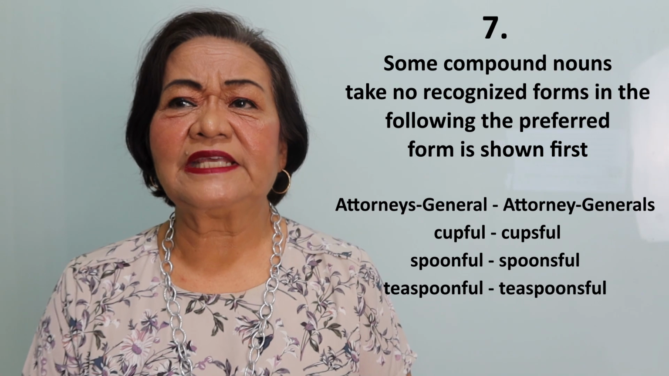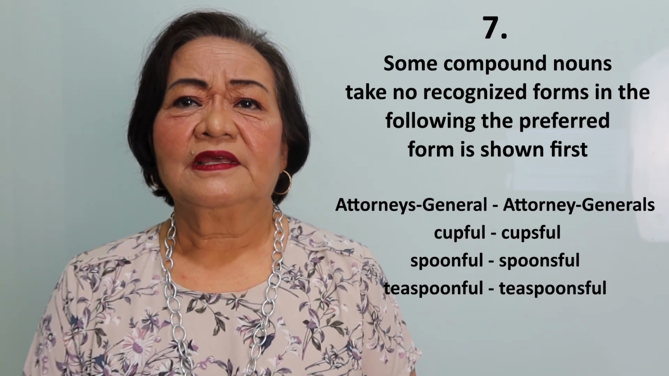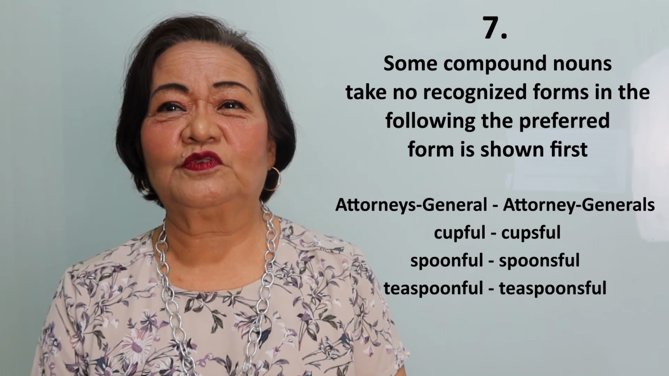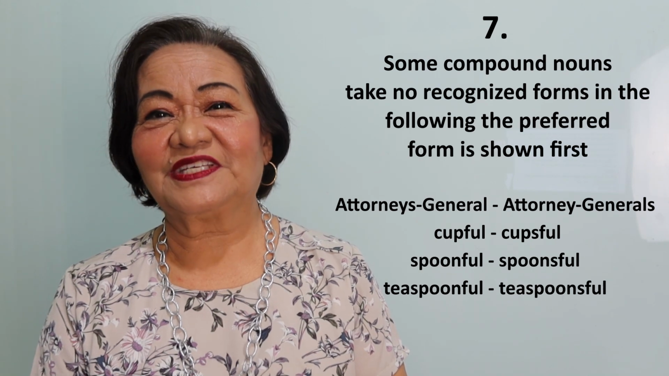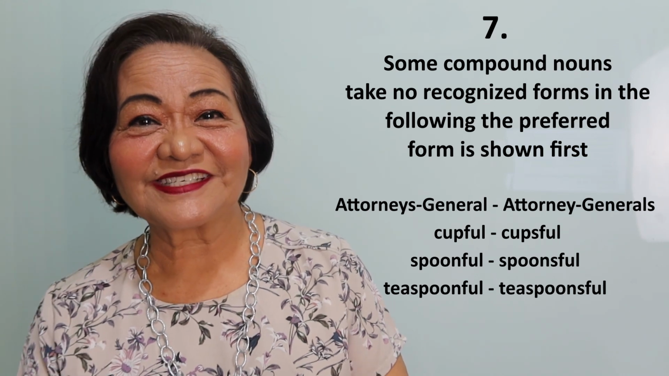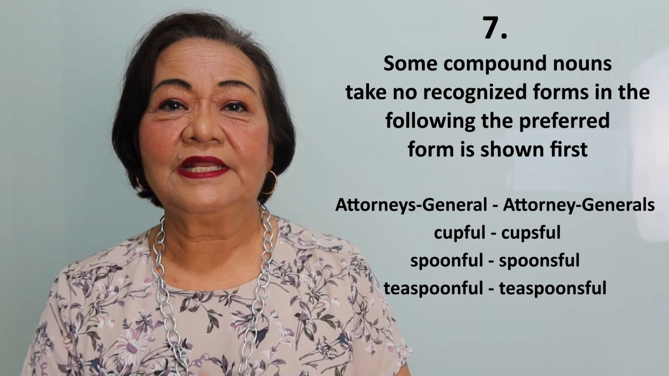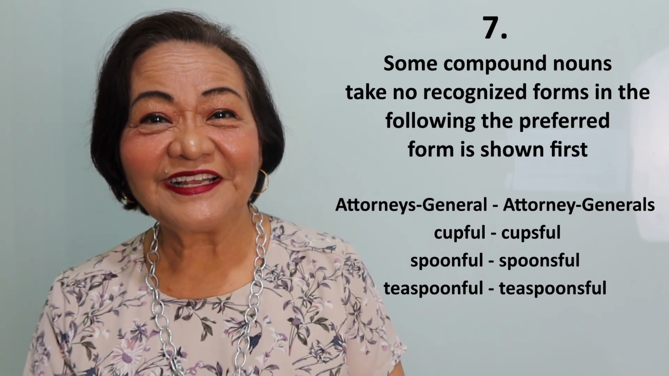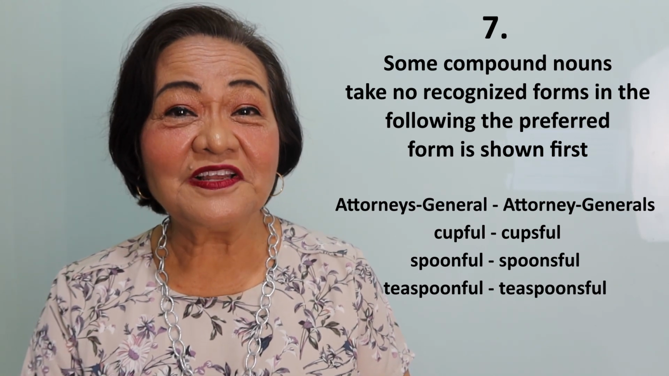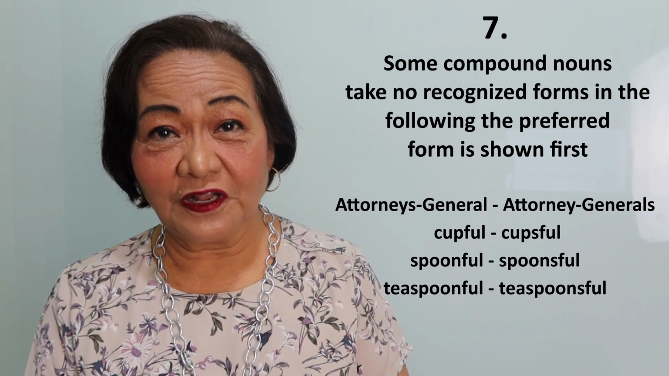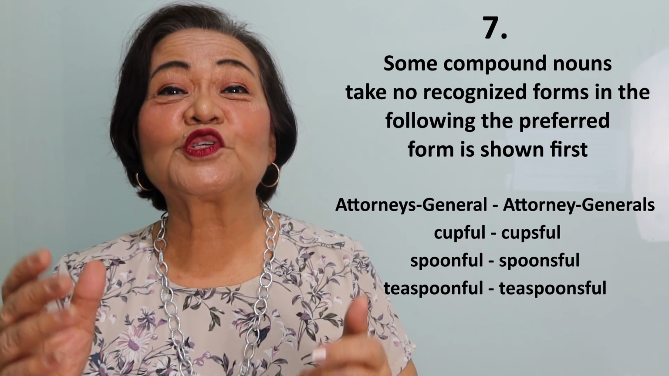And show-off, show-offs. Okay. Some compound nouns take two recognized forms in the following. The preferred form is shown first. So you have two nouns. You can choose either attorneys general or attorney generals. The same. Then cupful can be cups full. Spoonful can be spoons full. Teaspoonful can be teaspoons full.